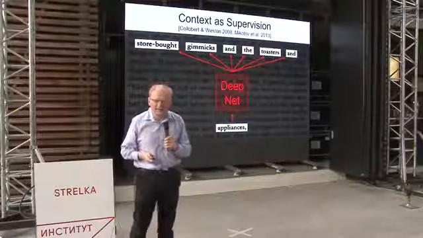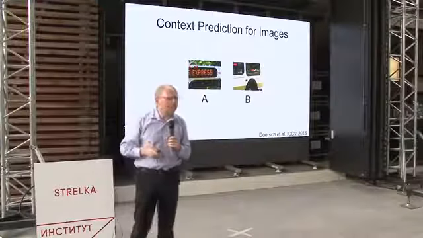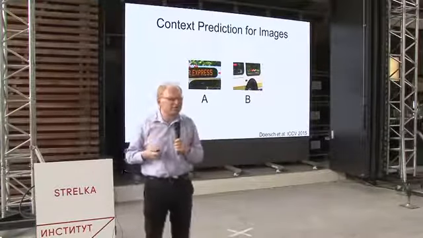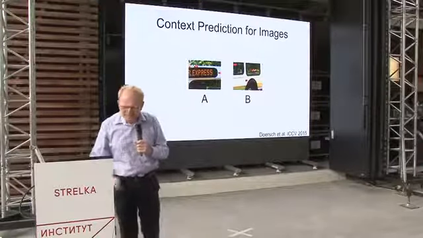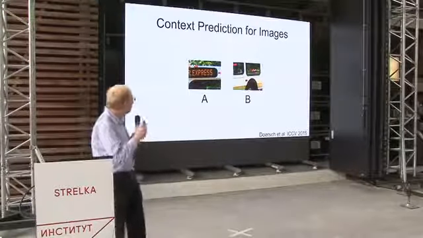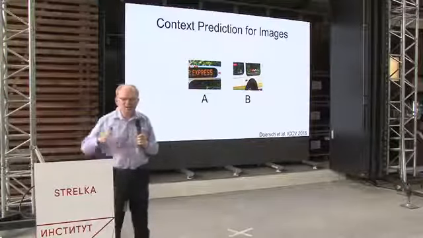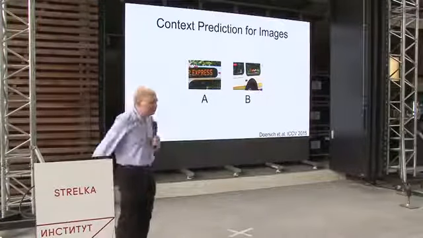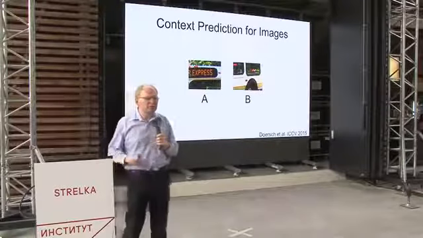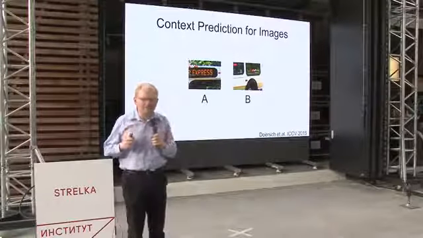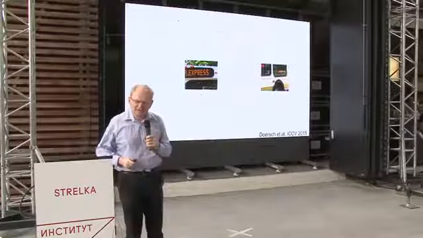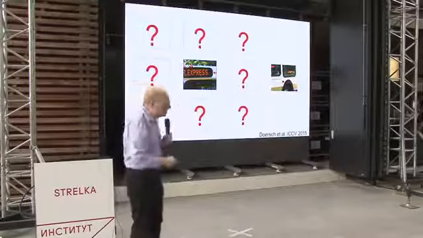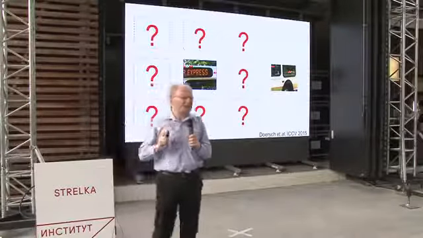It's only the data. And so our idea was to see if we can do something similar in the visual domain. This is work of Carl Dorch and company. So here is the idea. We take an image and we take two patches from it, patch A and patch B. And then we want to solve this completely useless pretext task. Given patch A, where should patch B go?